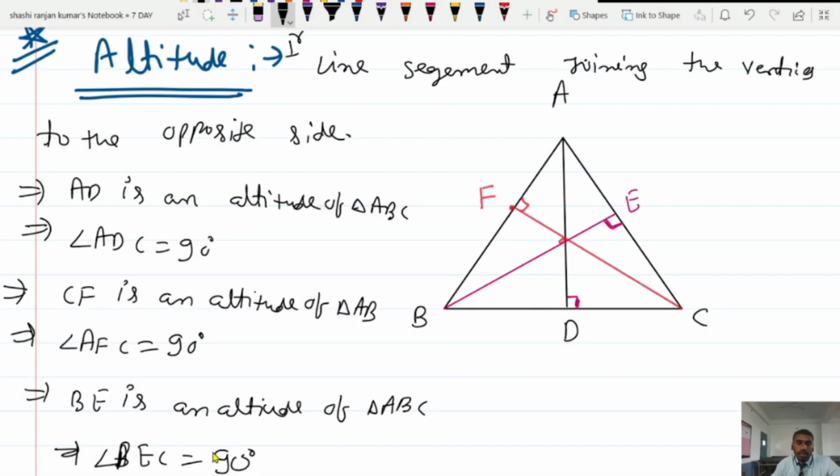So this is 90 degrees, and this is also an altitude of this triangle. This is the point B. Got it, Arohan? Clear? So these are the altitudes and medians we have discussed. Let me show you some examples.